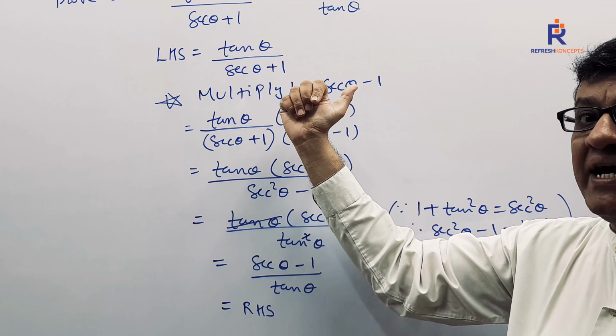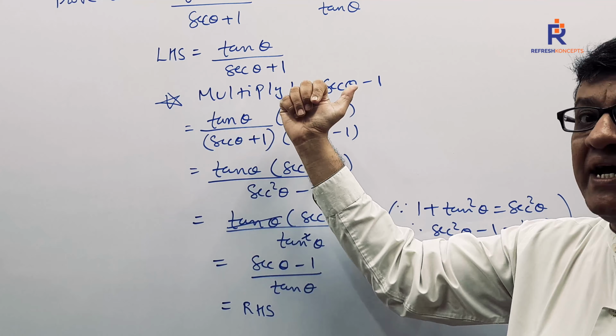I wanted, children, and I said in my earlier videos also, when I want something, I'll simply multiply. So that tells me to multiply by sec theta minus 1 in numerator and denominator also. I gave you the explanation. Why are we writing this particular step?